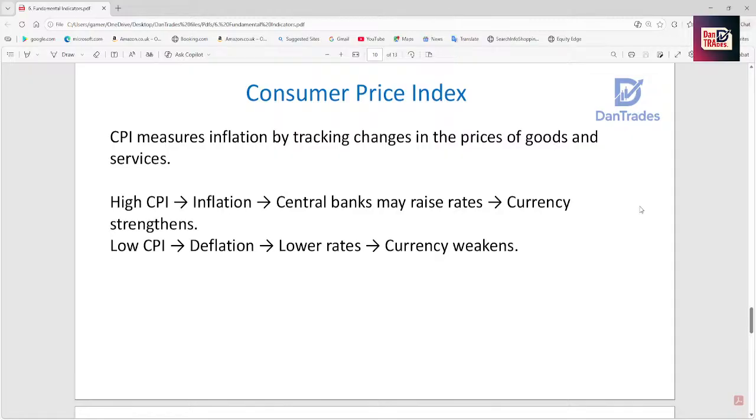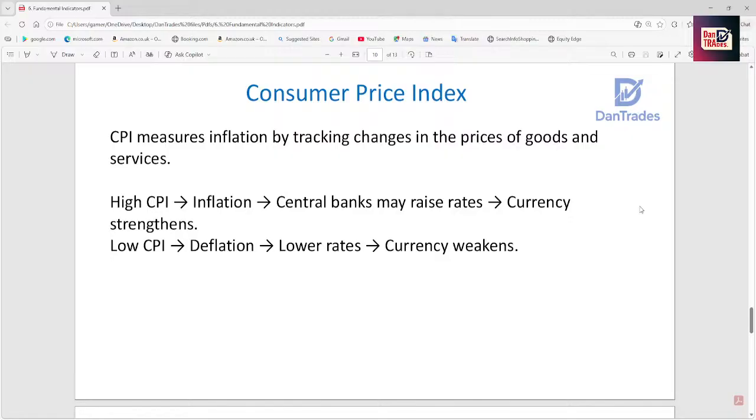Now, anytime there's higher inflation, central banks tend to raise their rates. The reason is they're raising their rate to counter the inflation increase. Anytime a bank increases its interest rate, it brings in investors. Investors want to put their money wherever the rate of interest is going to be high.